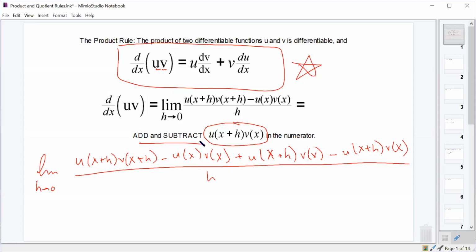Okay. Well, let's start with this first term. We're going to group two terms together and then two other terms together. So which one do we want to try grouping with this u of x plus h, v of x plus h to try to simplify this down?